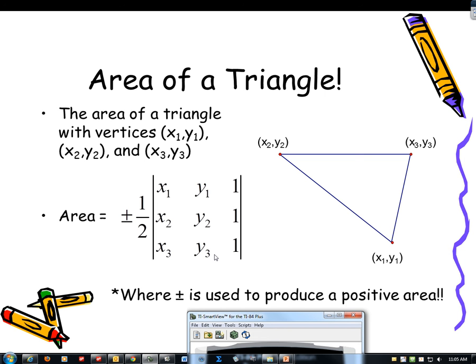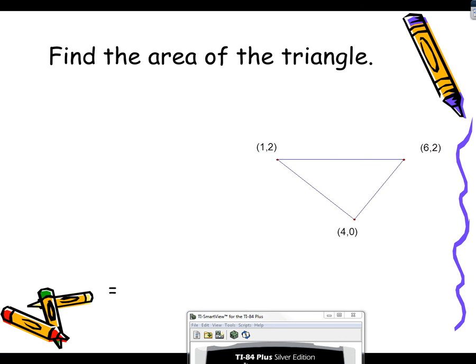Now, the plus or minus there just means you need your answer to be positive. Because sometimes when you do this, you're going to get a negative result. All that means is, if you get a negative result, just make it positive. Because it has to be the absolute value of the answer that you get. And it's a great little trick. It gives you the area of the triangle really simply. So let's try one of these. Let's try this guy.